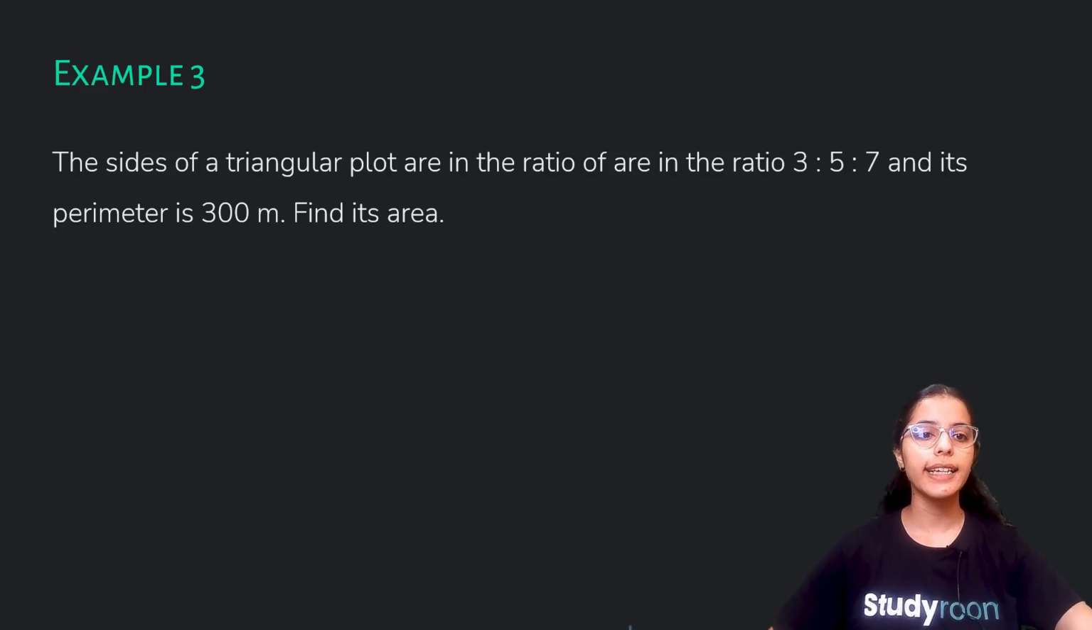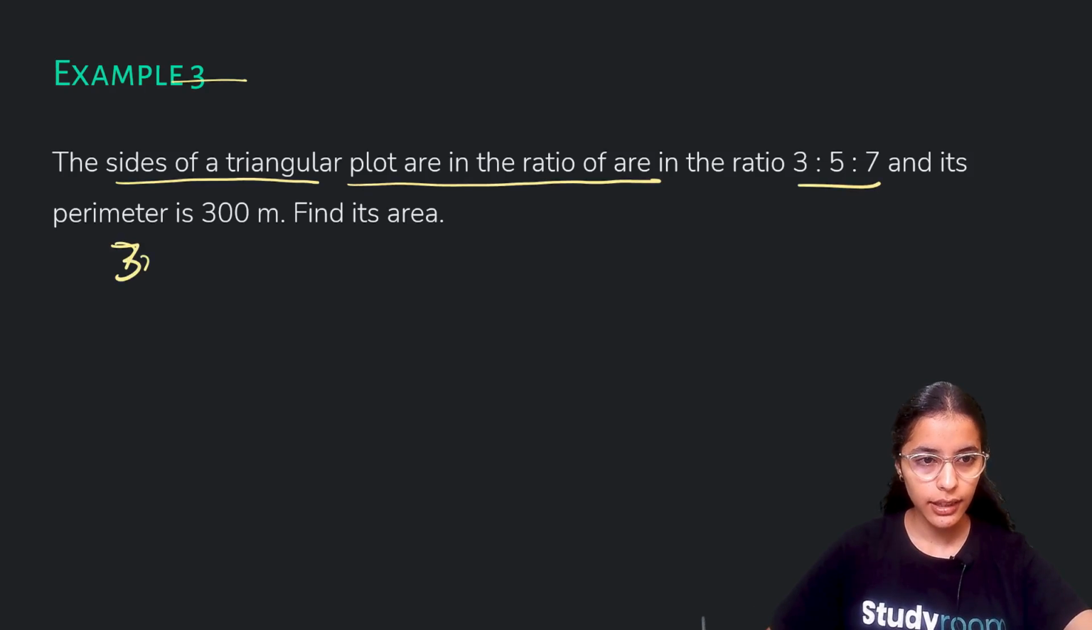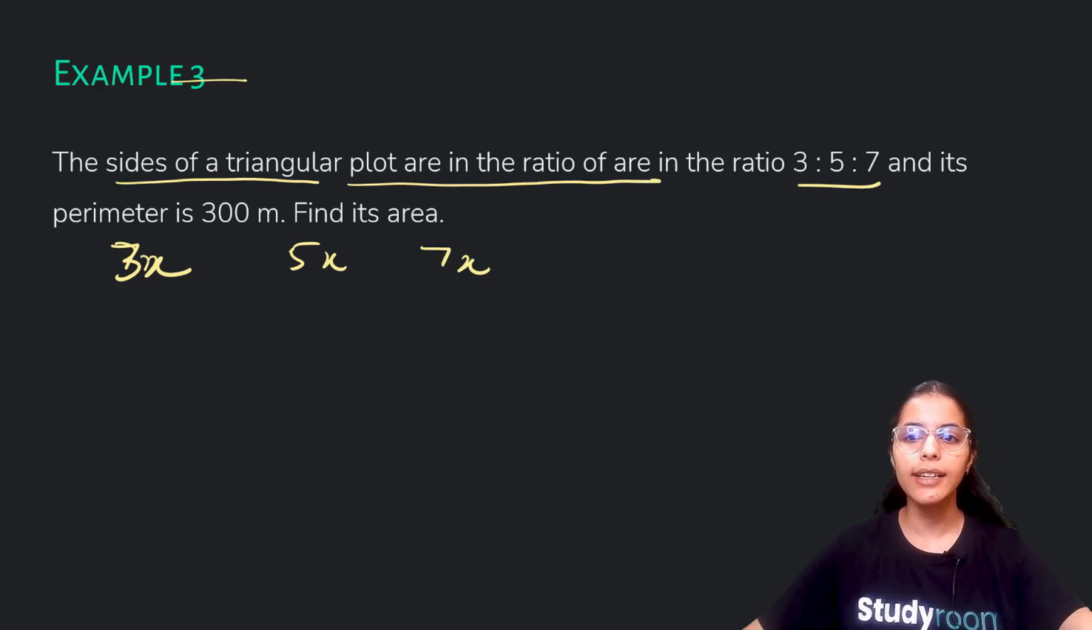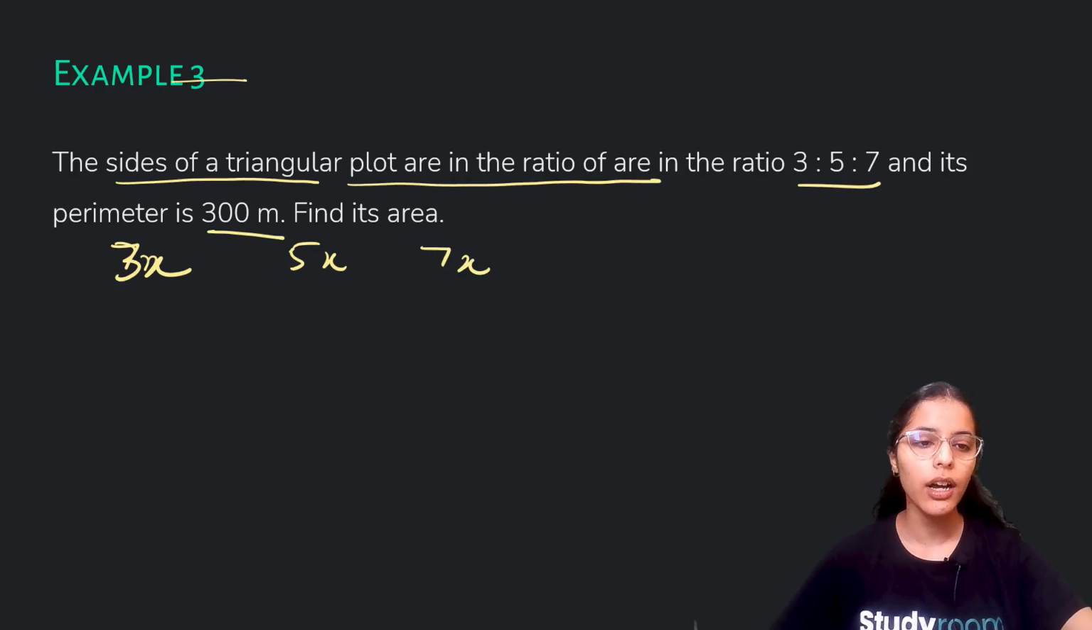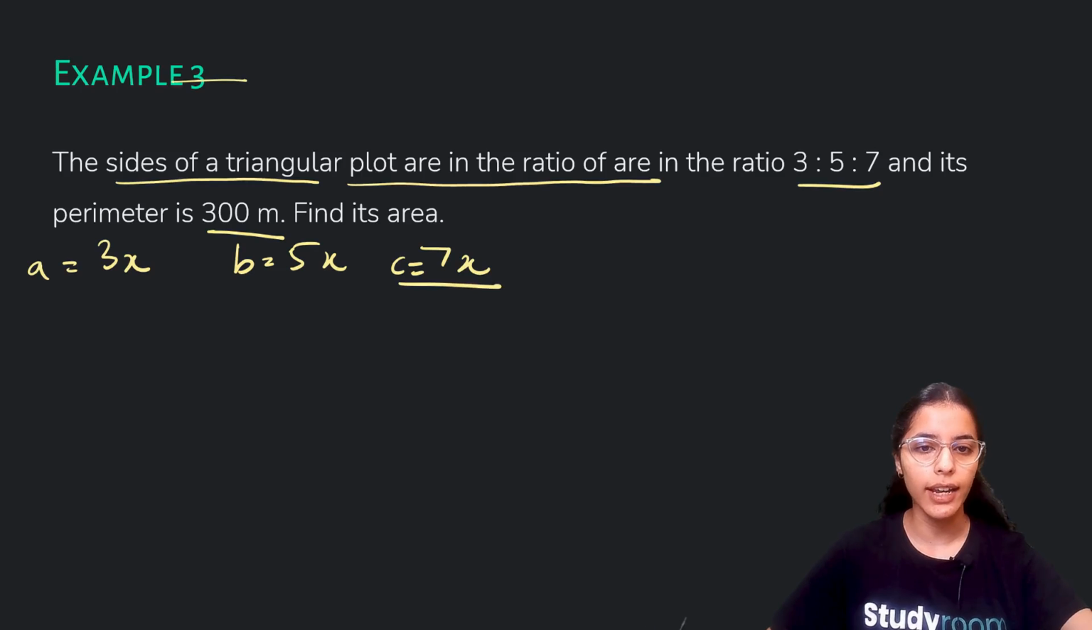Now let us move on to our example number 3. Here, the sides of a triangular plot are given in a ratio of 3, 5 and 7. Now we know that we can write the ratios as 3x, then 5x, then 7x. So apply x over here. Its perimeter is given to be 300 meter. Now let us consider my A to be 3x, my B to be 5x, and my C to be 7x.